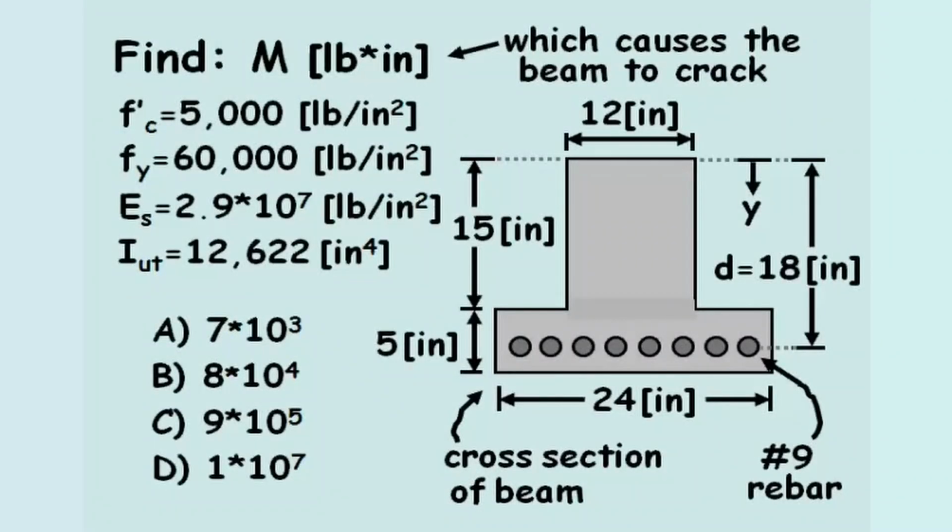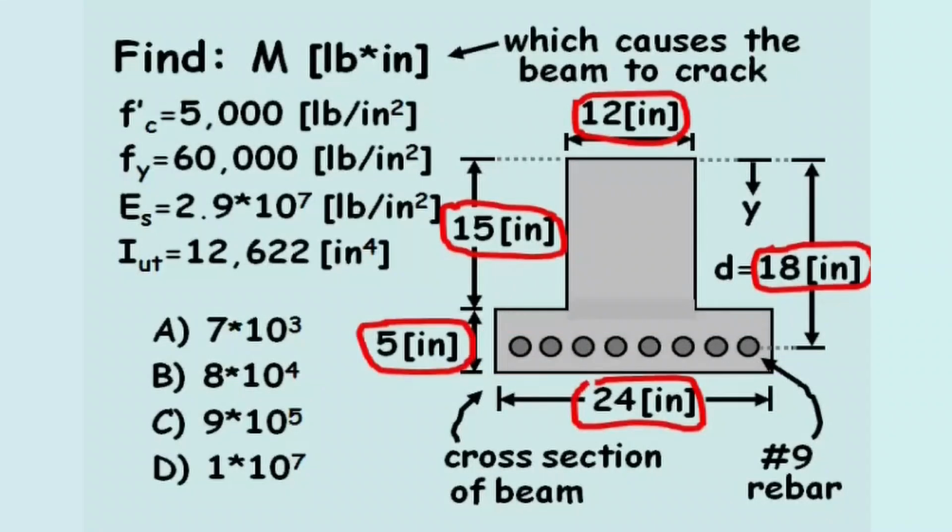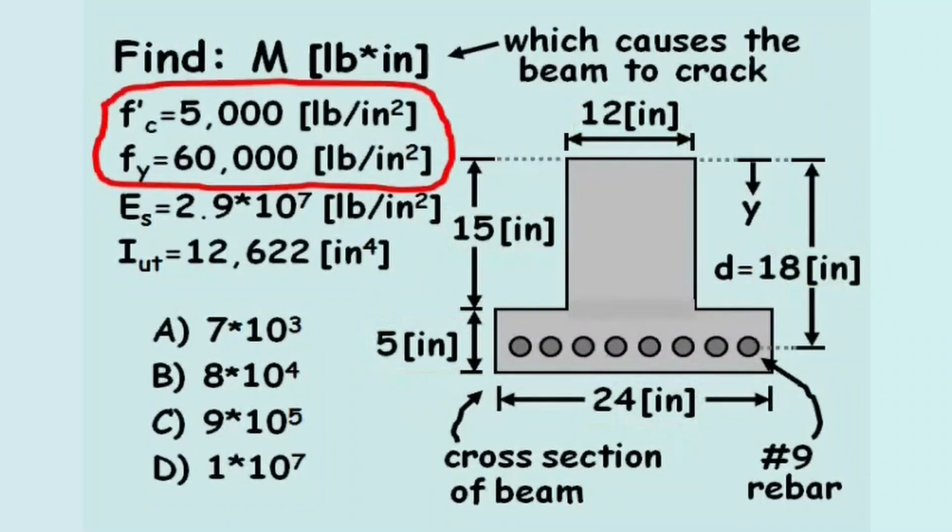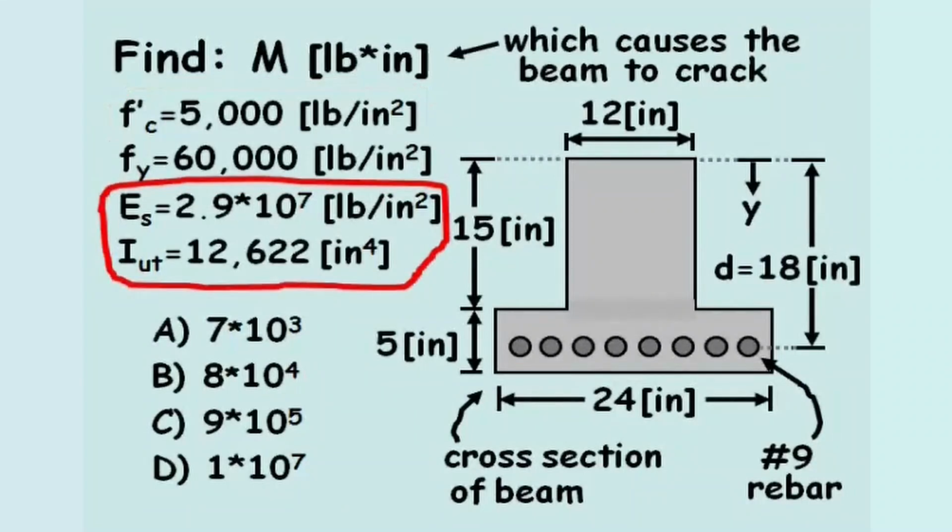Find the nominal moment in pounds-inches, which causes the concrete in the beam to crack. In this problem, an inverted T-beam is reinforced with 8 number 9 reinforcing bars of steel. The dimensions of the beam are provided in the figure. The compressive strength of the concrete and steel is provided, as well as the Young's modulus and the moment of inertia for the uncracked transformed beam.